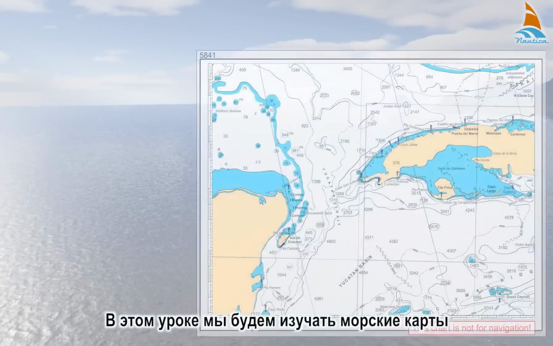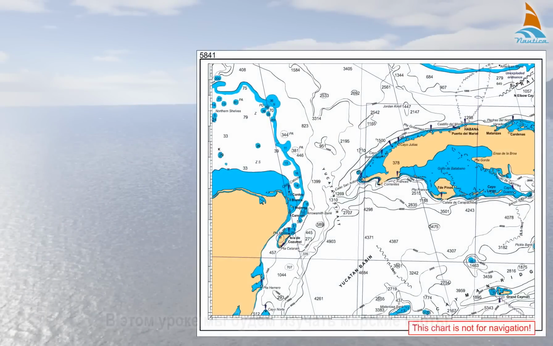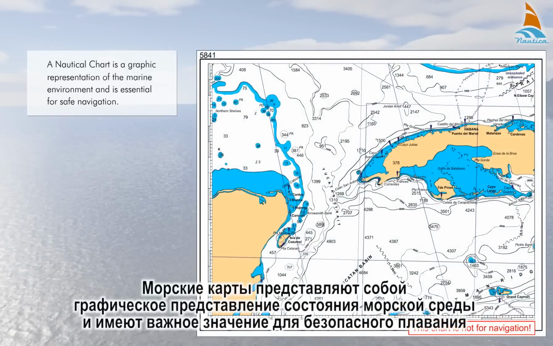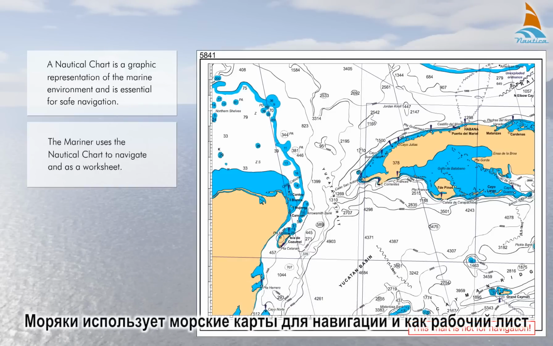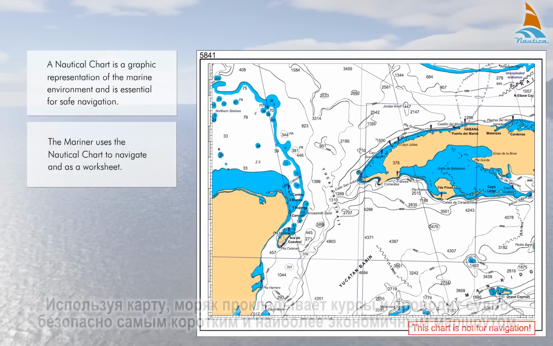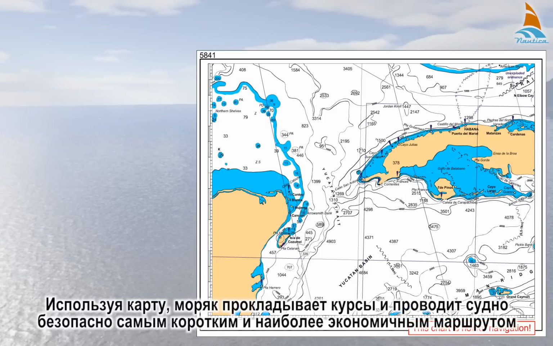In this lesson, we'll learn about nautical charts. A nautical chart is a graphic representation of the marine environment and is essential for safe navigation. The mariner uses the nautical chart to navigate and as a worksheet. Using the chart, the mariner lays out courses and navigates the ship safely by the shortest and most economical route.